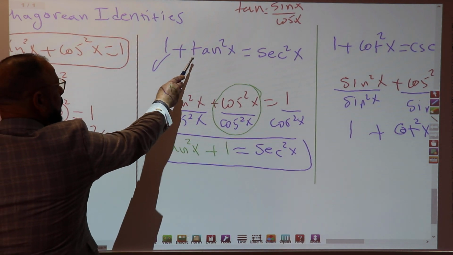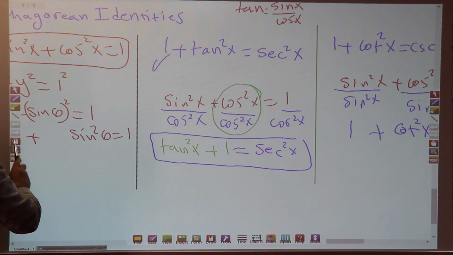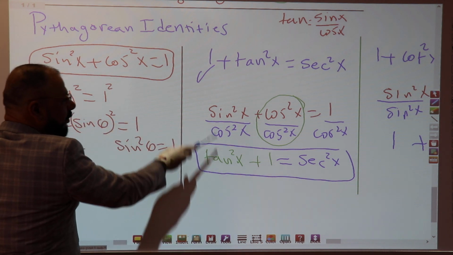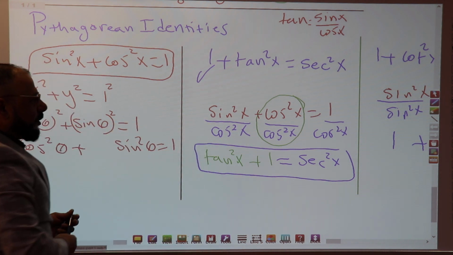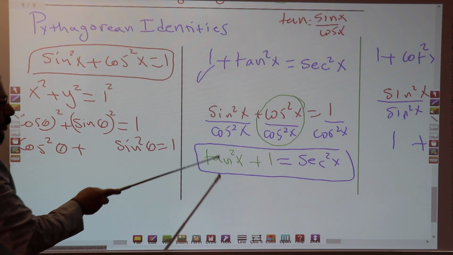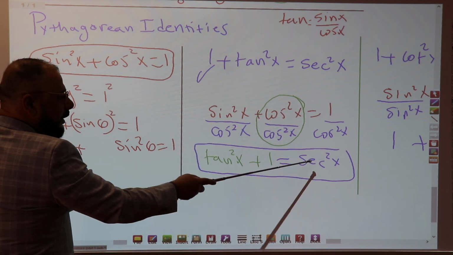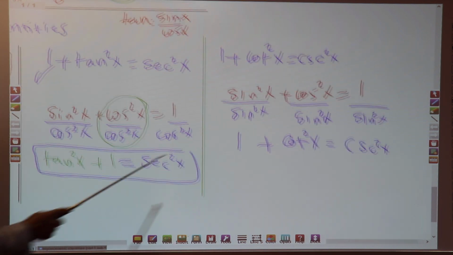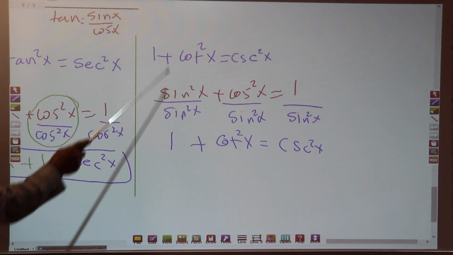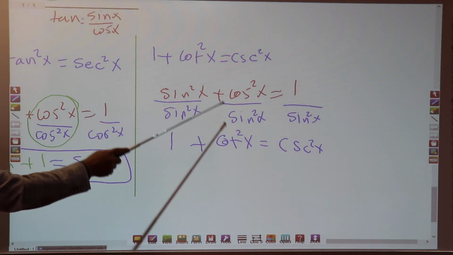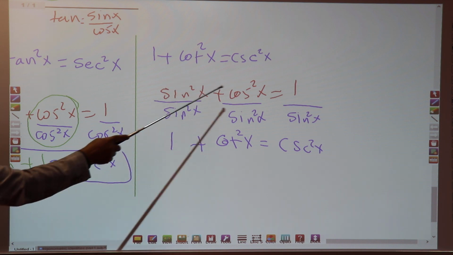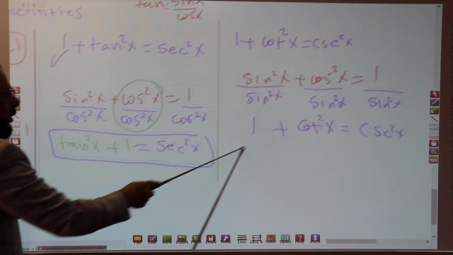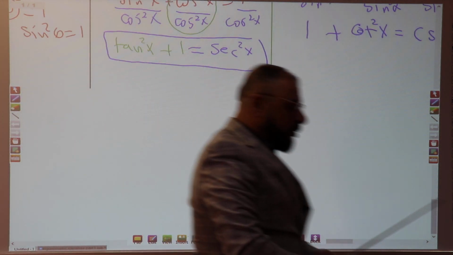We got this identity from this by dividing all the terms here by cosine square, and by remembering that sine over cosine equals the tan, and 1 over cosine equals the secant. And here, by dividing all the terms by the sine: 1 over sine, cosine over sine, this gives you 1. Cosine over sine is cotangent. 1 over sine is cosecant. That was done yesterday. Let us see what we're going to do today.